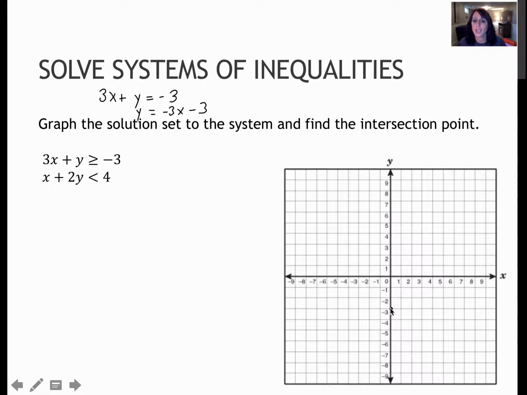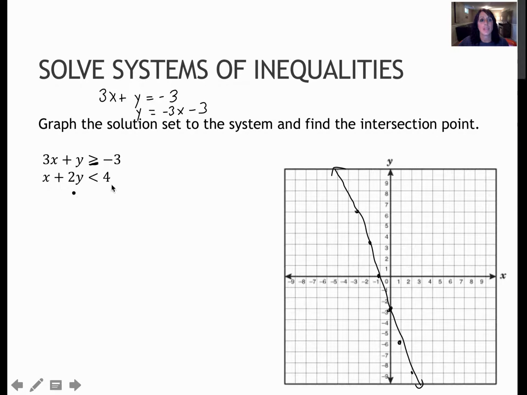So it would go through here at -3. My slope is -3, so that's down 3 over 1, or up 3 to the left 1, as many times as I need to. And again, when I connect the dots, pay attention to dotted or solid line. This would be a solid line because it's or equal to. So that's my first one, and I'm not even concerned yet about which way to shade that one.